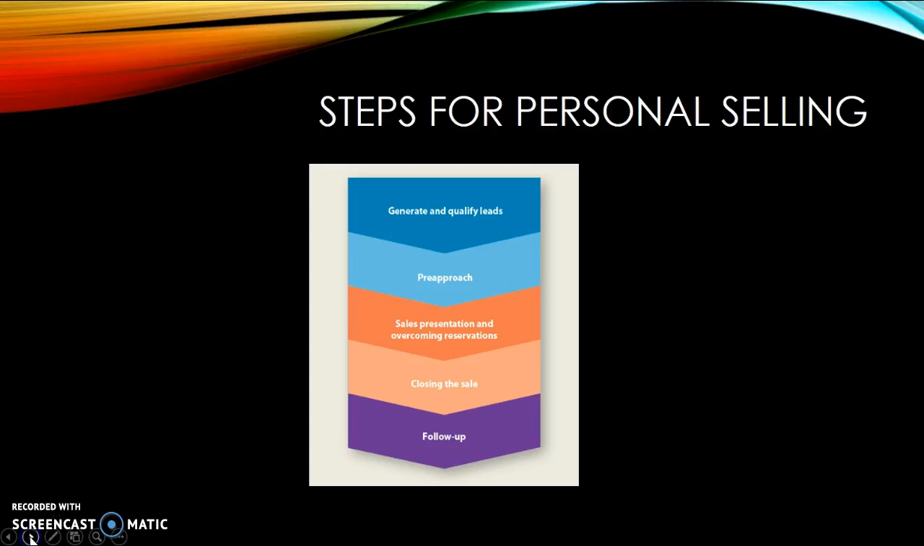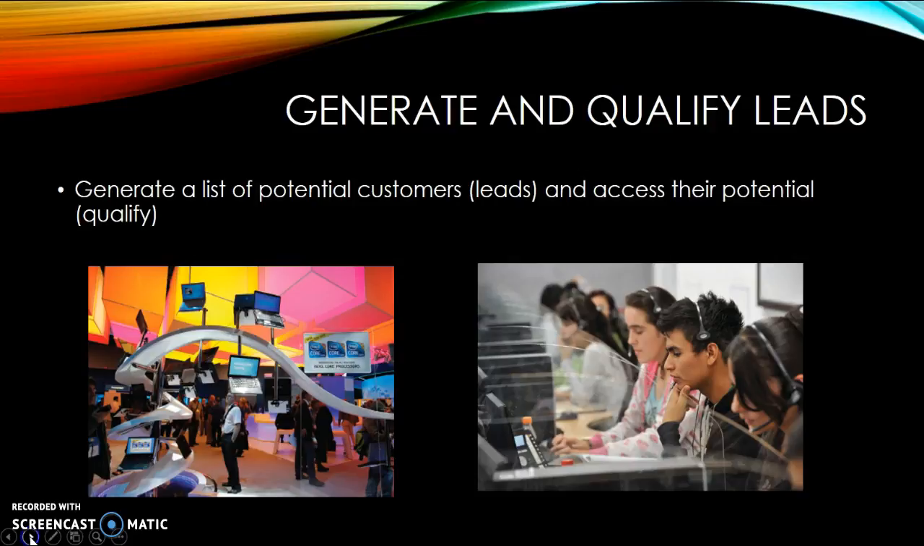Today I want to talk about the steps to the personal selling process. There are 5 steps, which I'm going to break down one by one, but just to tell you what those steps are. The first one is to generate and qualify leads. The second is the pre-approach. The third is the sales presentation and overcoming reservations. The fourth is closing the sale, and the fifth and final one is the follow-up.